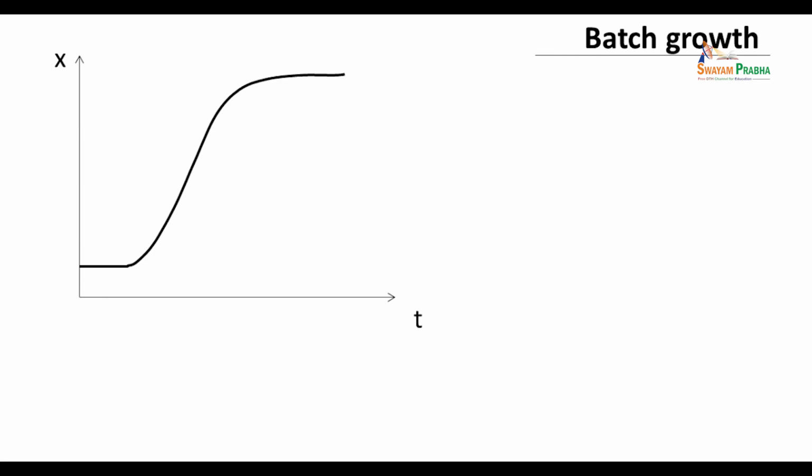Batch growth, as we saw with real data, cell concentration versus time, has a lag phase, something called a log phase, and a stationary phase. And if you plot viable cell concentration, you would also see a death phase where the viable cell concentration goes down. The solid line is the total cell concentration, the dashed line is the viable cell concentration.